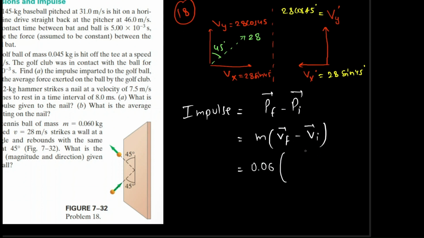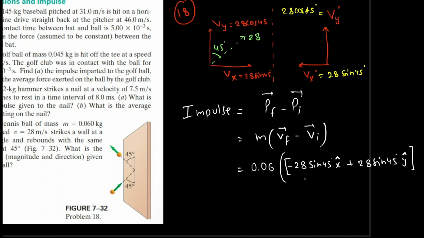V final is, can I say that V final is minus 28 sine 45 degrees x cap? I mean, in the x direction. So I'm just representing that with an x bar. And 28 sine 45 in the y direction. So let's say y cap, just a representation to make sure which direction it is. Do you agree with this?